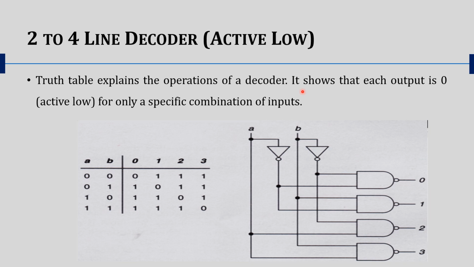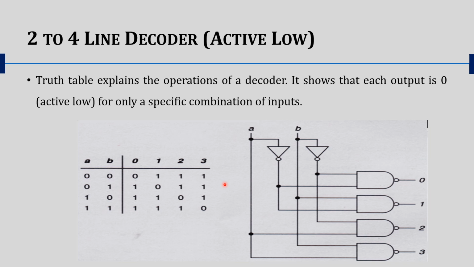Now let's look into the active low 2 to 4 line decoder. The only difference is that here the output is 0 for the specific combination of inputs. So it is active low for the combination of inputs. For the combination 0 0, D0 is 0. For the combination 1 0, D2 is 0. For the combination 1 1, D3 is 0. So this is the truth table for the active low 2 to 4 line decoder.